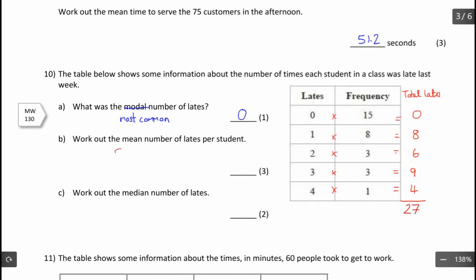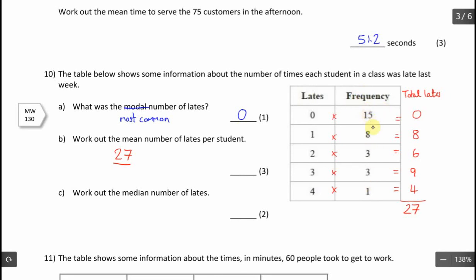Okay, and I need to divide that to find the mean by the number of students. It even says here per student. What a lot of people do is just divide by the number of rows for some reason. So we need to find out how many students there are, and we'd find that by adding up the frequency column. We could change the word frequency for number of students, couldn't we?